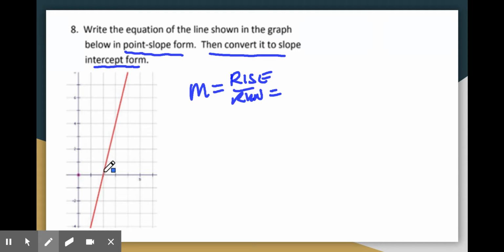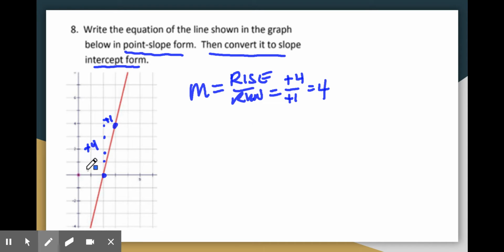We can count. Let's find some points on the corner. That point's on the corner, and that point's on the corner. So we have to go up 1, 2, 3, 4, up 4, and 1 to the right. So my slope is 4.